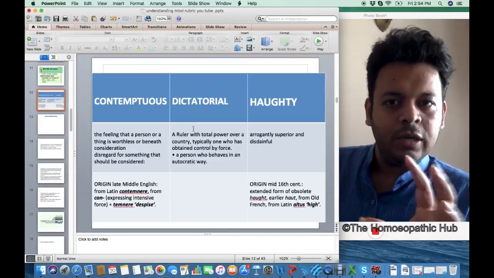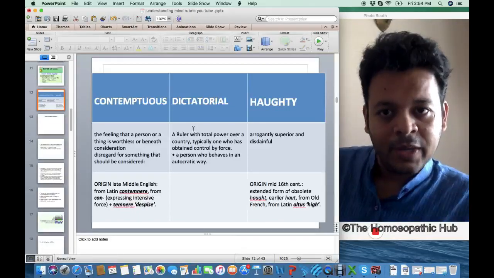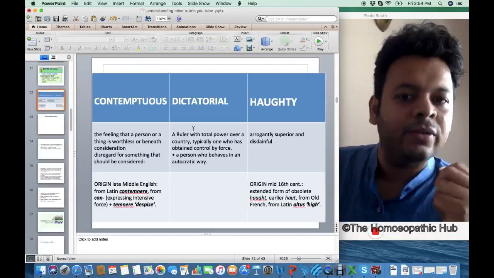So you see, it may sound all similar, and maybe the remedies are the same in all three, but still a little flavor is different. This is what you have to learn, to pick up the flavors.